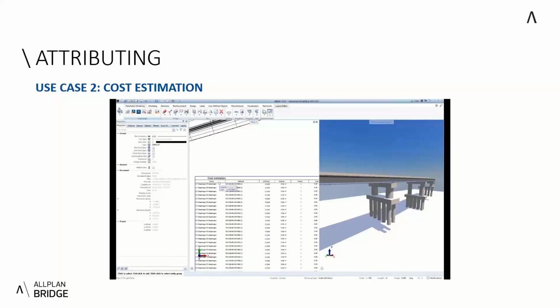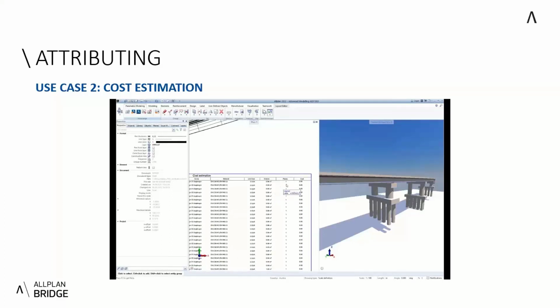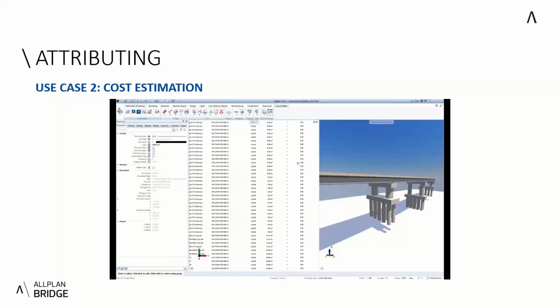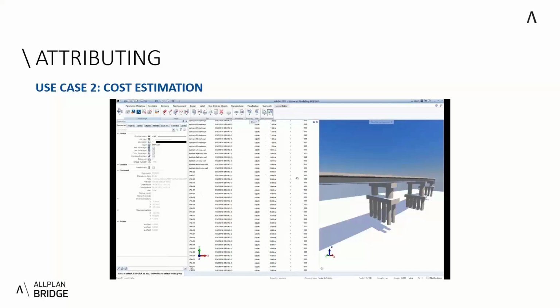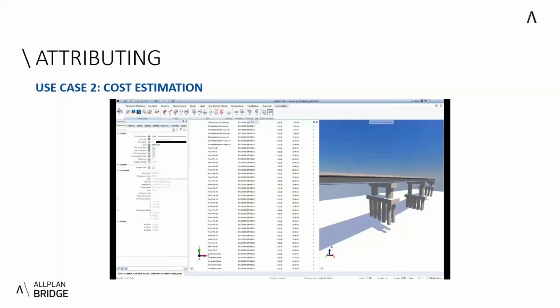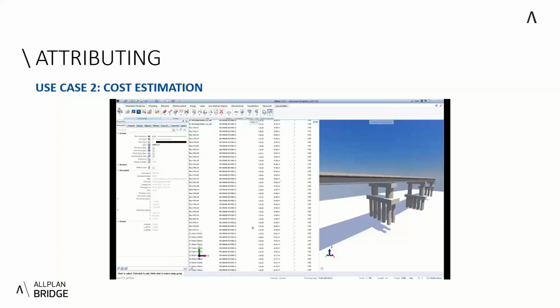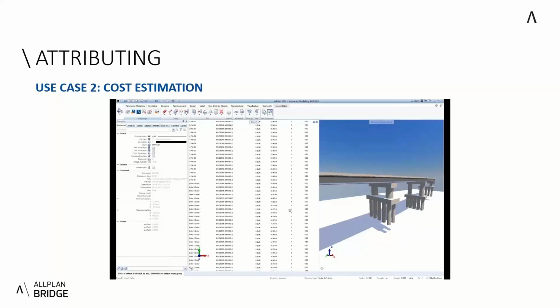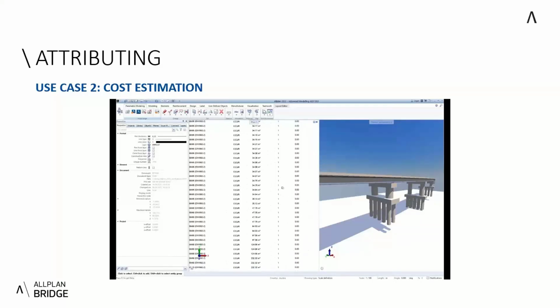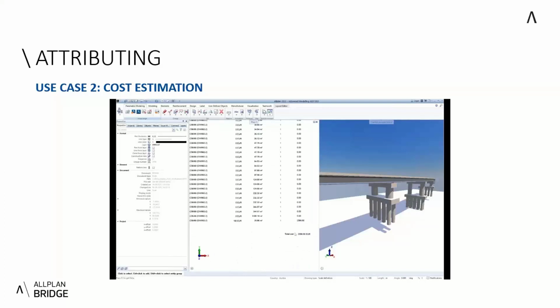So here I have the cost estimation. As you can see, I have the name, the material, the unit cost, the volume or the pieces as well, and the cost for each object. We have the piles, which have different pile numbers and different material types. Of course, they have different volumes as well. Finally, I have a total cost.